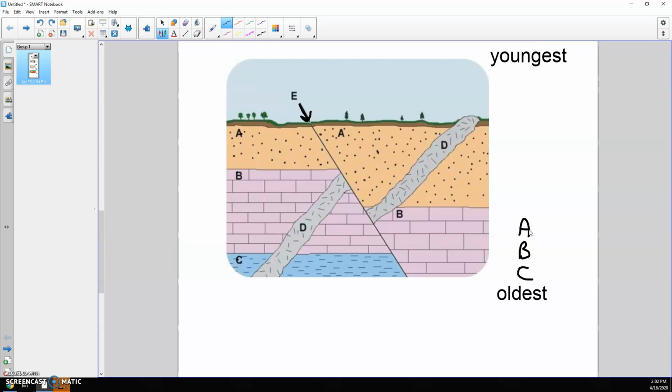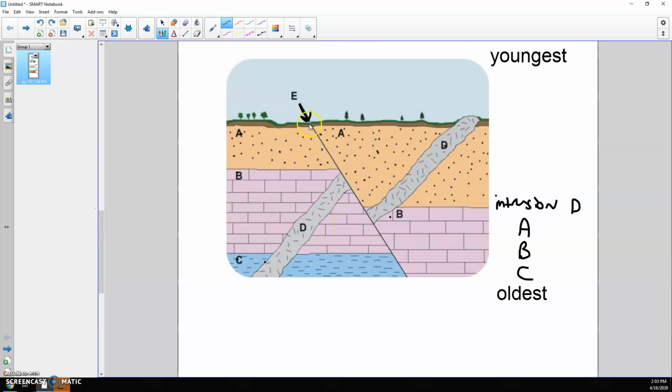Now the thing with intrusions is they are younger than everything they cut across, because everything they cut across had to already be there in order for the intrusion to intrude into it. So it's younger than A. See, it cuts across A over here. It's younger than B. It cuts across B over here. And it's younger than C. It cuts across C. So intrusion D happened next.